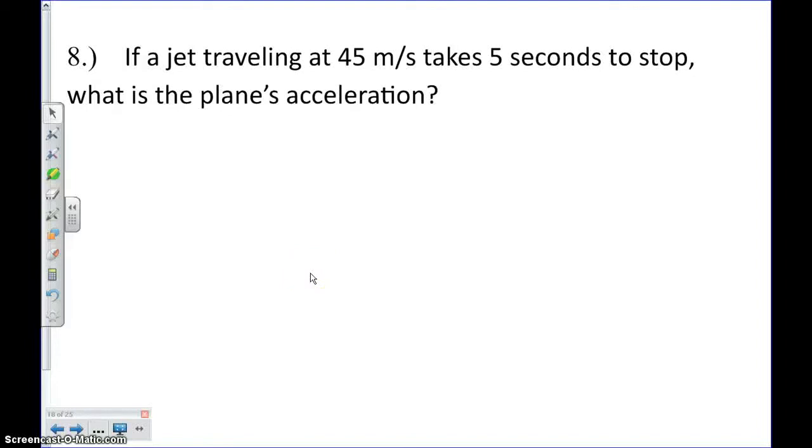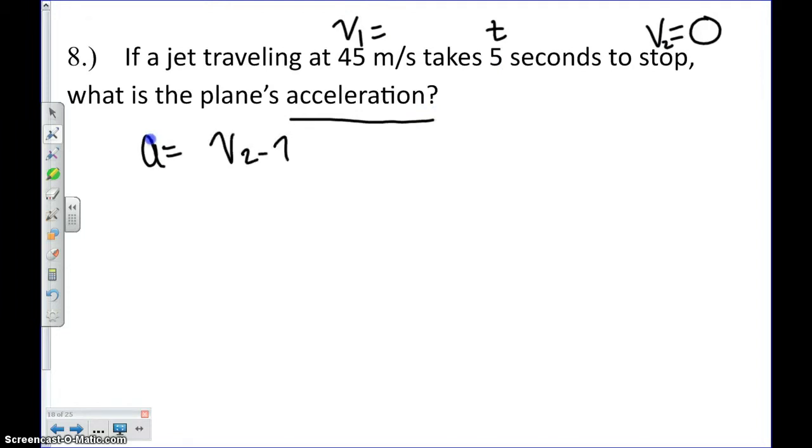All right, question 8. If a jet traveling at 45 meters per second takes 5 seconds to stop, what is the plane's acceleration? So this is a velocity. This is a time. We're looking for the acceleration. Stop is how fast. That's 0. So if I'm going initially 45 meters per second, and then I stop to 0 in 5 seconds, how do I find acceleration? Acceleration equals v2 minus v1 divided by t.